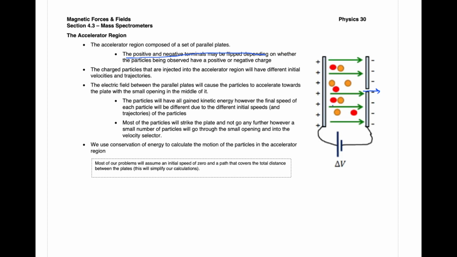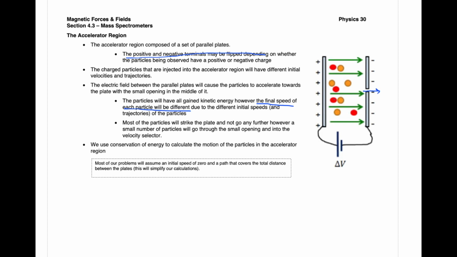So all of those particles are going to gain kinetic energy. However, the final speed of each of those is going to be different. That's just because of those different initial speeds and different initial trajectories. So we actually don't know what the speed coming out of here is. We can look at how much kinetic energy has been gained, and that'll be fairly uniform. But the final speeds will depend to a large extent on what the initial speeds were.